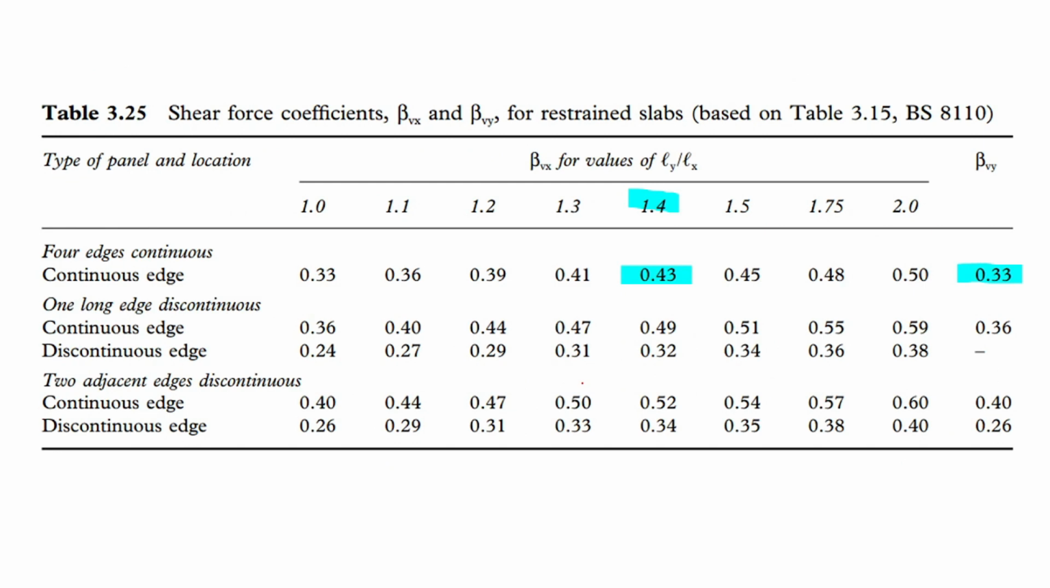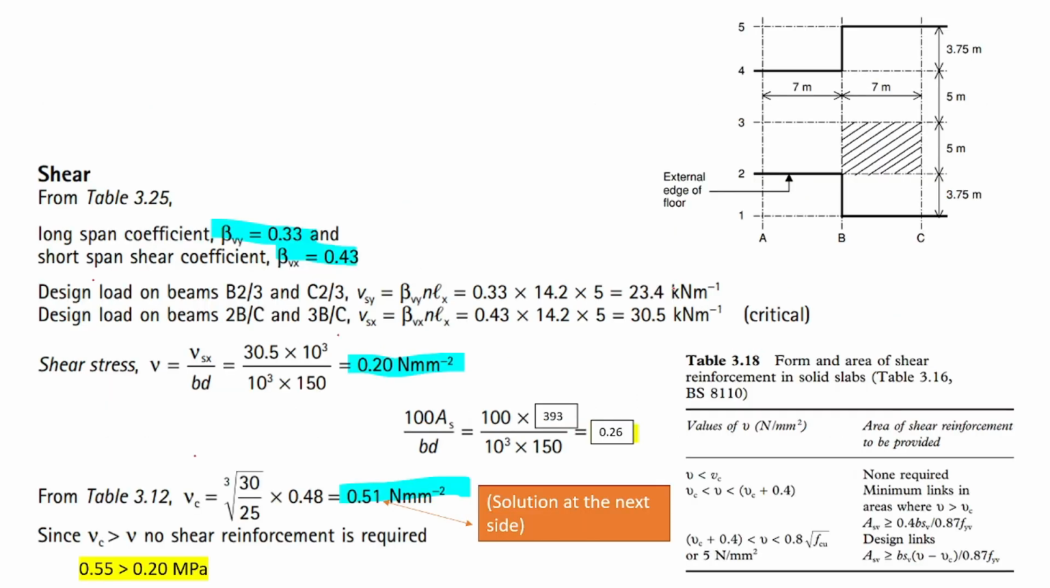Okay, so the shear, and our shear, we know that our ratio is 1.4, and then along Y we can use 0.33, along X we use 0.43. So we just use that one. For our shear along Y direction, BVY, we have 0.33, and then this one is 0.43. For X we use just the same, the short span.